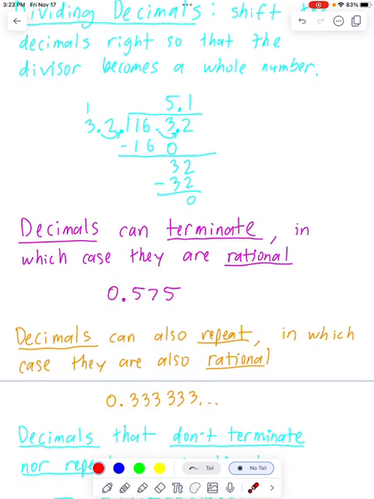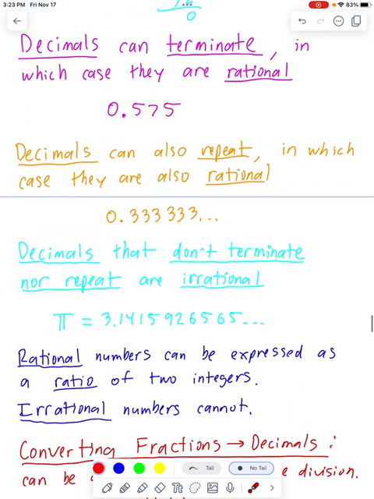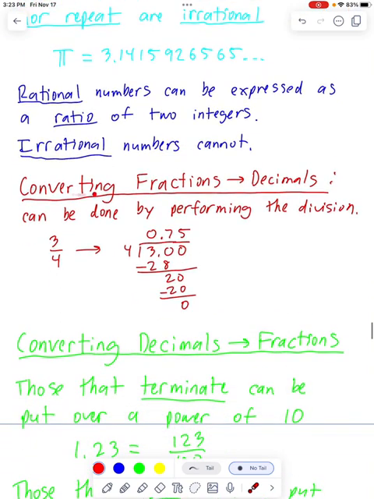Decimals can terminate, in which case they are rational, like this one. Decimals can also repeat, in which case they are also rational, such as this one. But decimals that don't terminate nor repeat are considered irrational, such as pi. Rational numbers can be expressed as a ratio of two integers. Irrational numbers cannot.